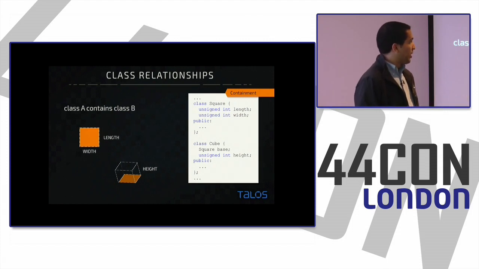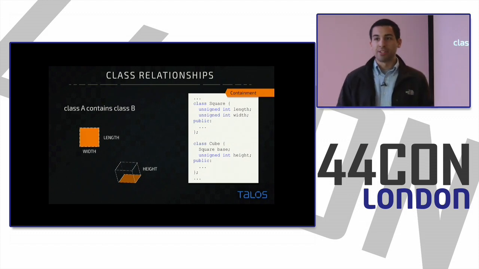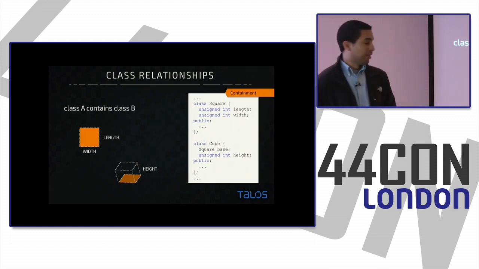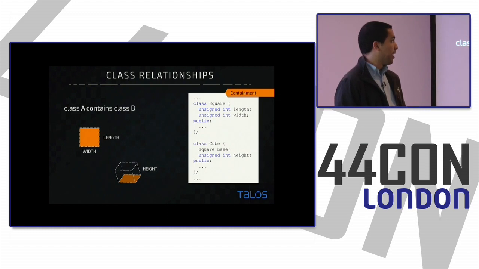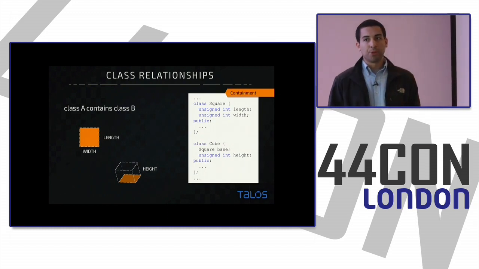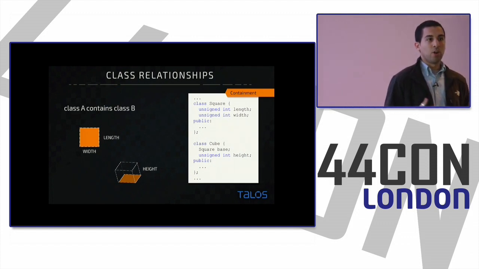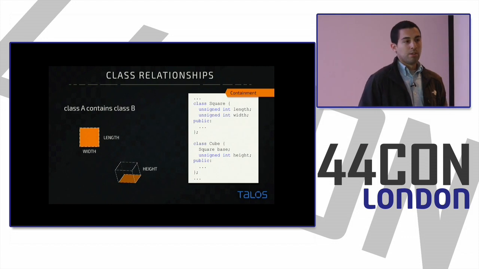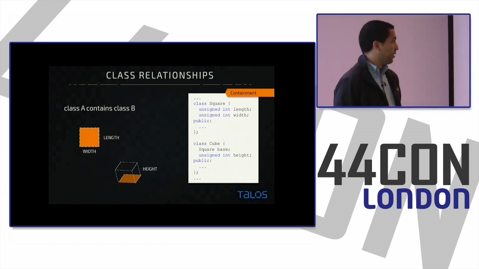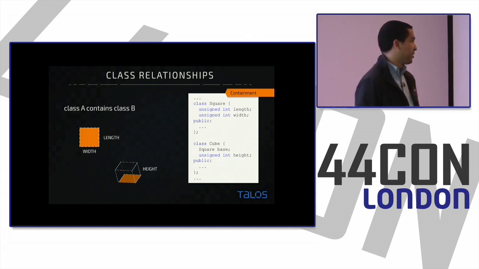So here on our slide, we have square, which takes in a length and a width. It might have other functions that may get its area. So if it has a function area, that's going to be really helpful for the cube class. It doesn't have to go through and understand how exactly square is implemented. It just knows that it can call its getArea method, get its area, and then calculate the remaining area by multiplying it by its height.